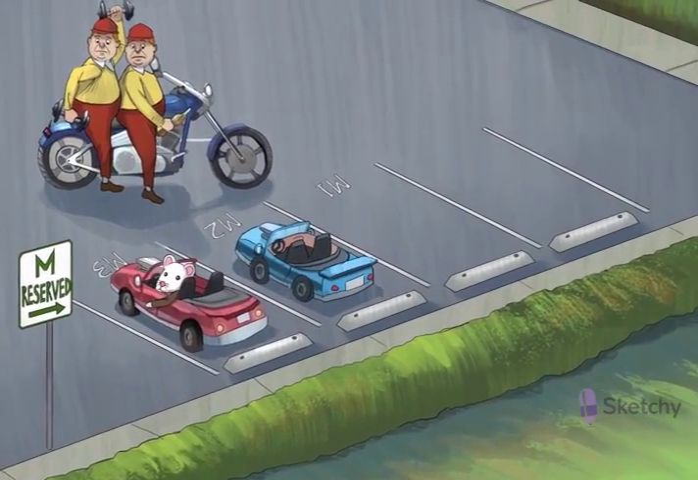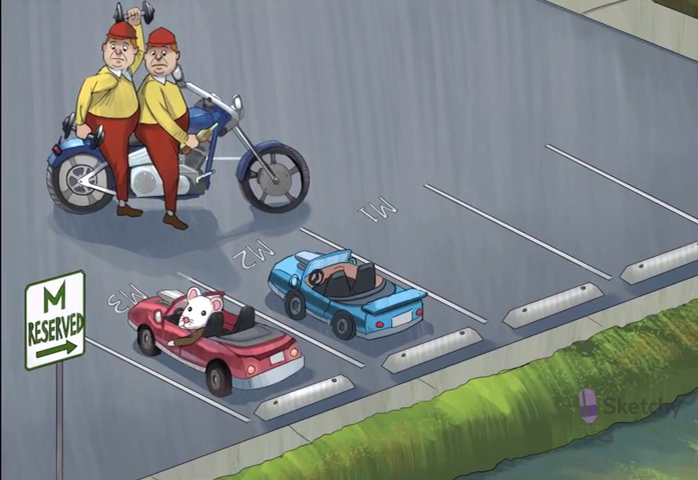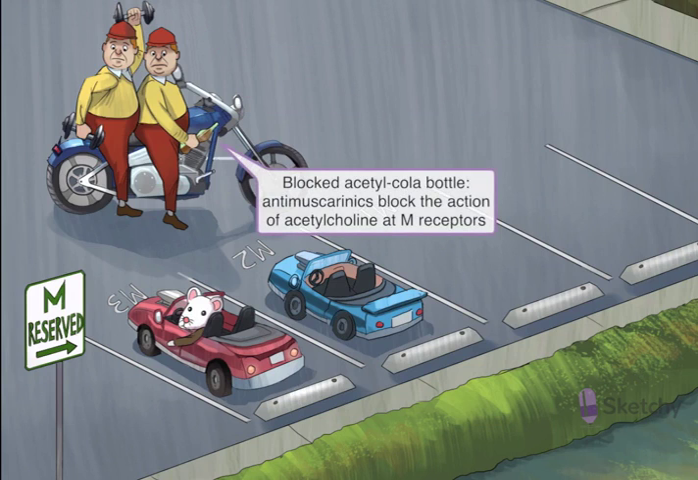Remember that cholinomimetic agents can cause all kinds of moist and sticky muscarinic effects embodied by the mnemonic DUMBBELS, including diarrhea, urination, miosis, bronchospasm, bradycardia, lacrimation, and salivation. Again, these muscarinic effects are symbolized by a pair of dumbbells, carried by Tweedledum over here. Also on this muscarinic motorcycle, Tweedledee carries an acetylcholine bottle to remind you that muscarinic receptors are normally activated by acetylcholine. Well, looks like they're a little late for the tea party, so they're not allowed in.